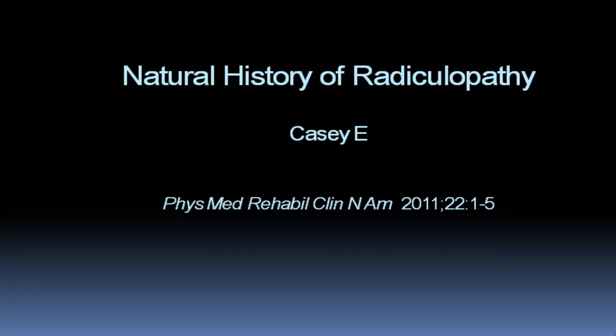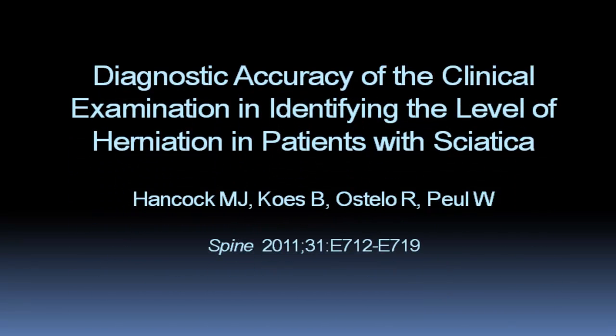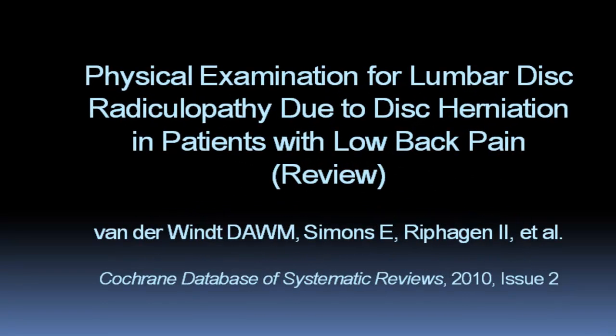When we discuss lumbar radiculopathy, we will focus on two articles: diagnostic accuracy of the clinical examination in identifying the level of herniation in patients with sciatica, published in 2011 in Spine, and a Cochrane review published in 2010 entitled Physical Examination for Lumbar Radiculopathy Due to Disc Herniation in Patients with Low Back Pain. Links to the abstracts can be found on the home page of this video. Other references will be utilized throughout this presentation.